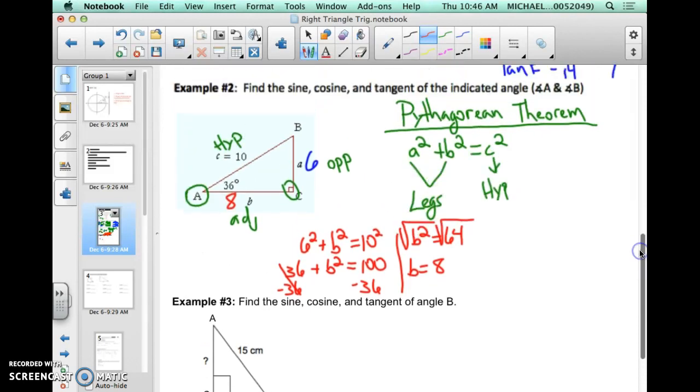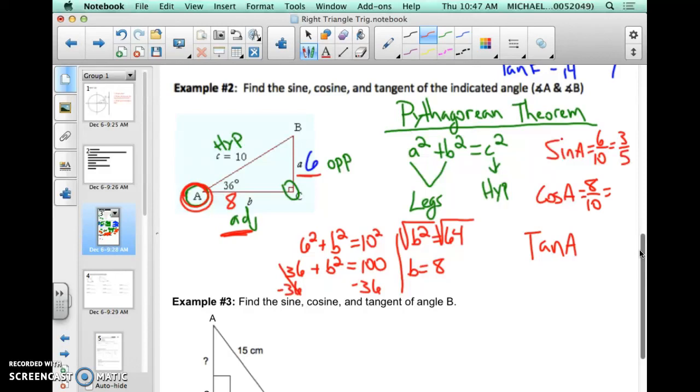And now I can go ahead and find the trig ratios. I want the sine of A, the cosine of A, and the tangent of A. The sine of A, remember, is opposite over hypotenuse. The sine of A, with A being the angle in question, opposite is 6. The hypotenuse is 10. And that reduces to 3 over 5 as my final answer there. The cosine of A is adjacent over hypotenuse. And so the adjacent is down here. That's 8 over the hypotenuse of 10, which reduces to 4 over 5.